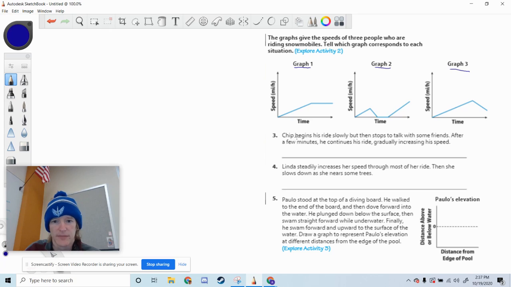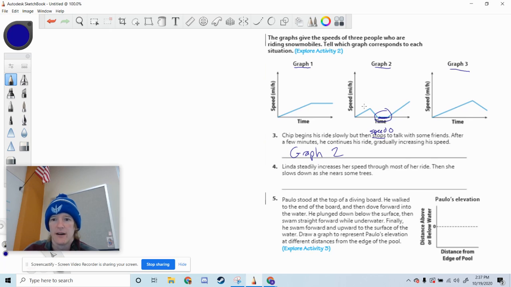So let's see. Number 3. Chip begins his ride slowly, but then stops to talk to some friends. Notice stop. That's going to have a speed of 0, to talk with some friends. After a few minutes, he continues his ride, gradually increasing his speed. So if we look at graph 1, graph 2, graph 3, I noticed that speed being 0 is this line here for time. And graph 2 is the only one that has this section here in the middle where he's stopped. He has no speed. He's not even moving.